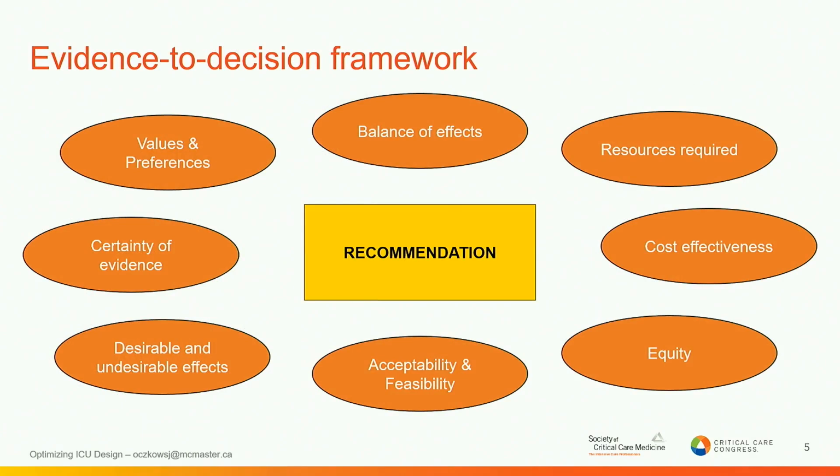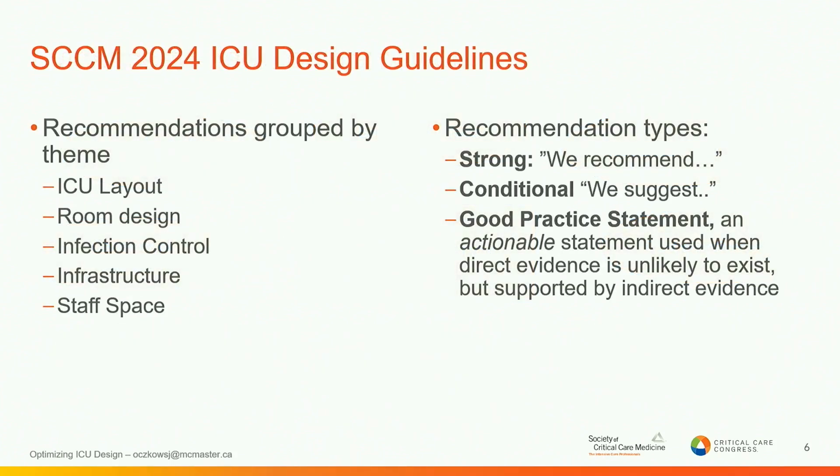The approach we used in making our decisions here was similar to that used in other GRADE guidelines. So we looked at the evidence, we did systematic reviews, and looked at the desirable and undesirable effects. But we also thought about things like values and preferences, the resources required, cost effectiveness, impacts upon equity, and acceptability and feasibility. When you're thinking about designing an ICU, there's evidence, but then there's also other aspects of design and the way it influences the way we work, the way patients are cared for. We grouped the recommendations into 5 major themes: layout, room design, infection control, infrastructure, and staff space.